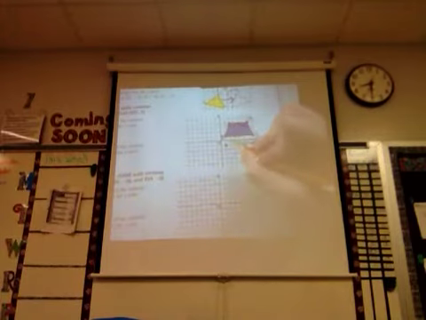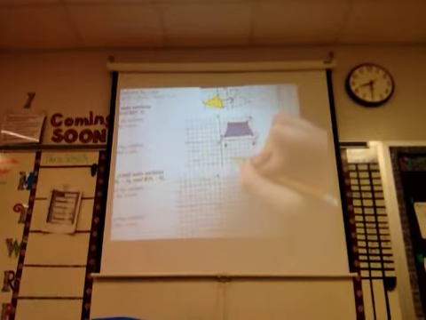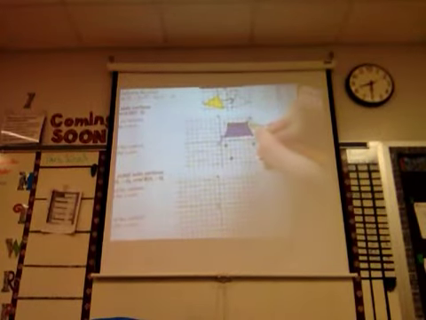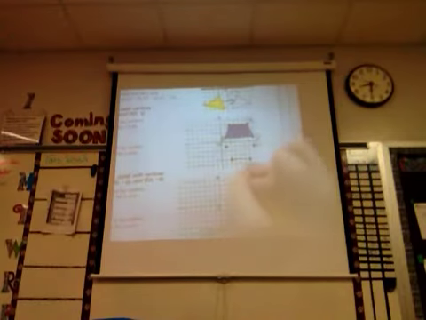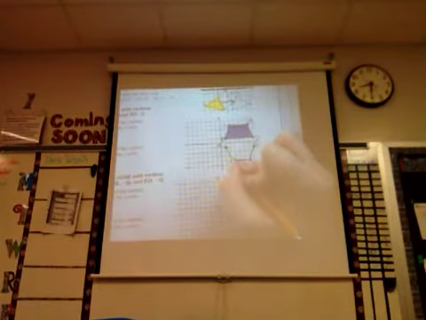Now the I is 1, 2, 3, 4 up. I'm going to stay right in line with it, starting at the axis. 1, 2, 3, 4. Stay right in line with my R. Go to the axis. 1, 2, 3, 4. And there it is. And all I do is connect them.